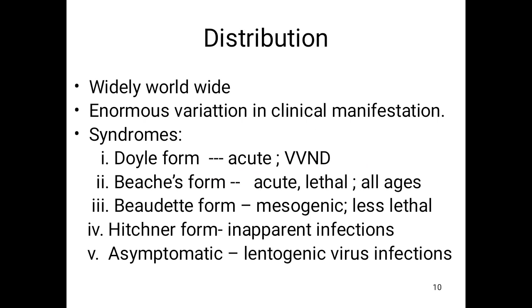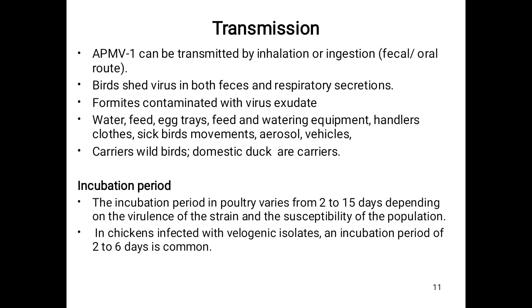It could be the Doyle form, which is acute, the viscerotropic form, which is acute lethal. It occurs in all ages. We have the Beach form, which is the mesogenic, the less lethal. We have the Hitchner form, an inapparent infection. We have the asymptomatic, the lentogenic virus infection.